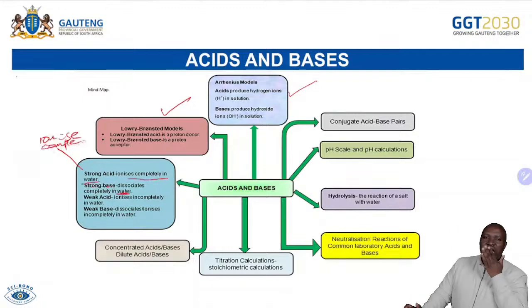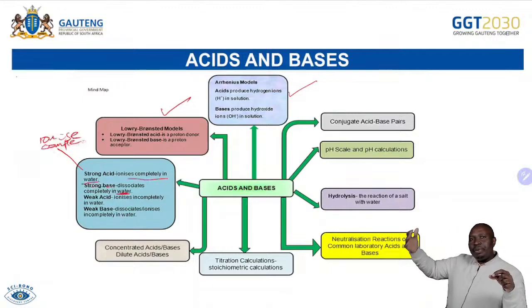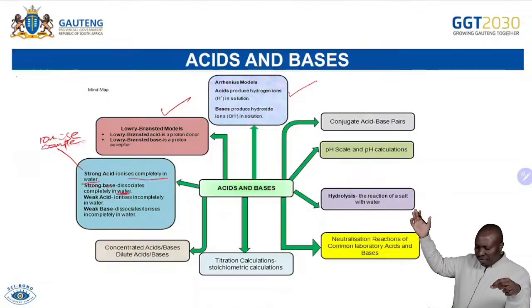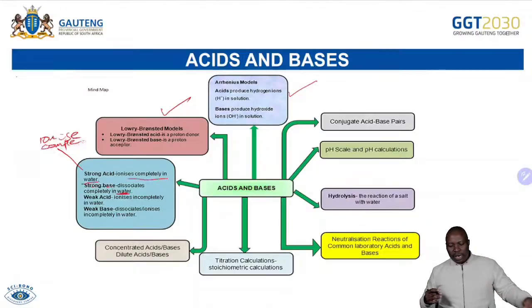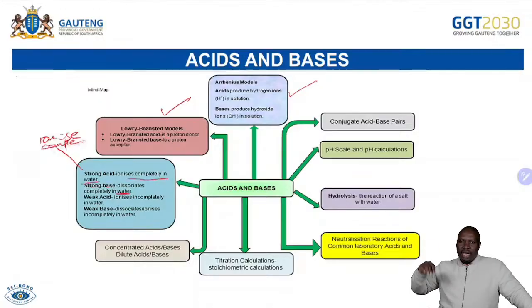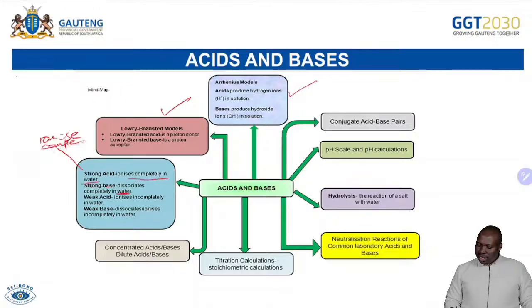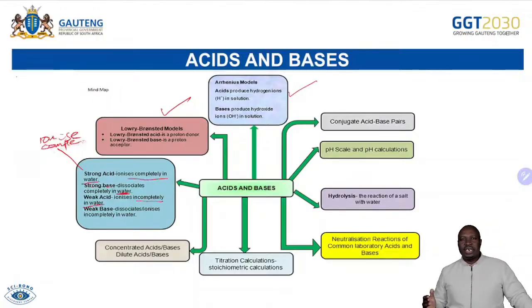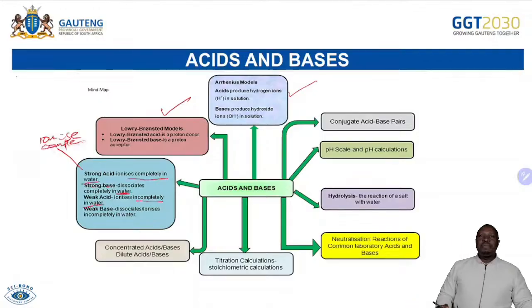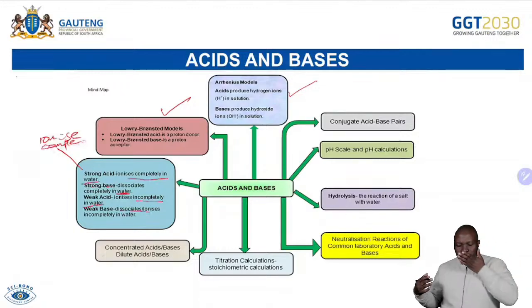So the difference is that a strong acid ionizes completely to form a high concentration of hydronium ion, whereas a strong base dissociates completely in water to form a high concentration of hydroxide ion. A weak acid ionizes incompletely in water to form a low concentration of hydronium ion, and a weak base dissociates incompletely. So as long as it is weak, it is incomplete.